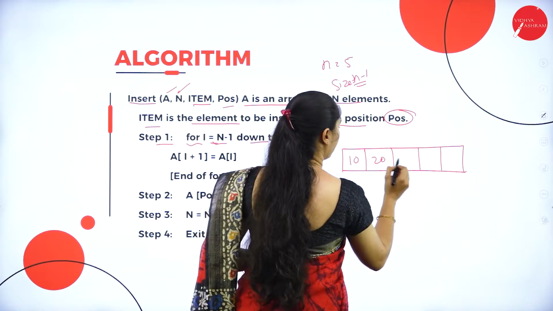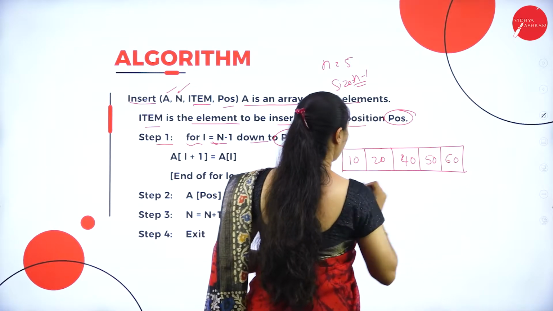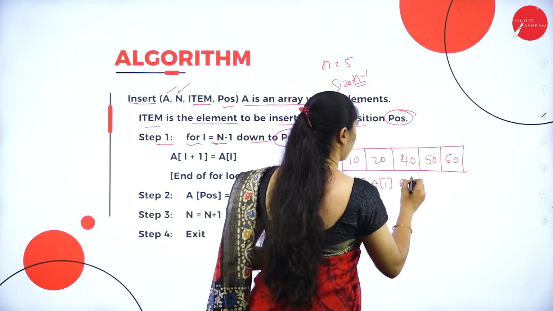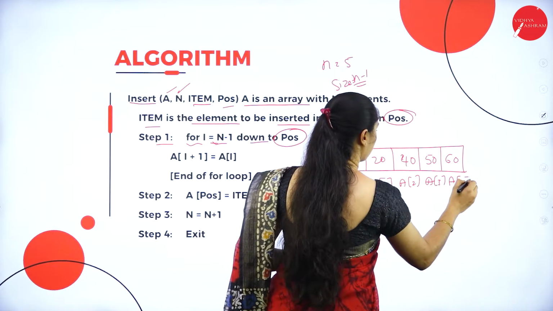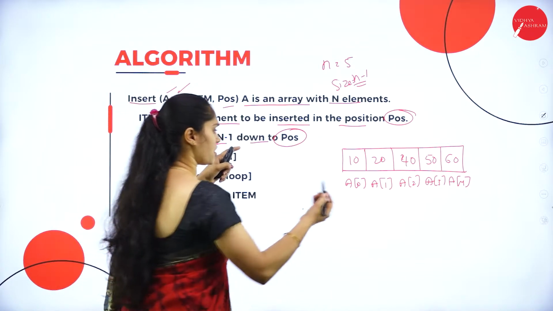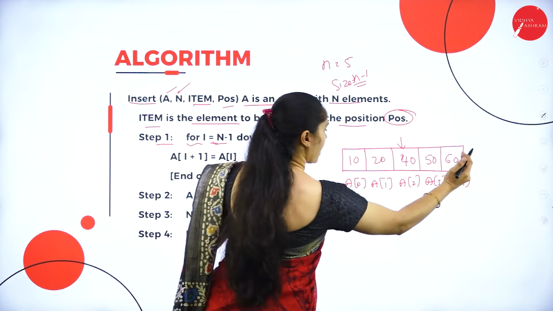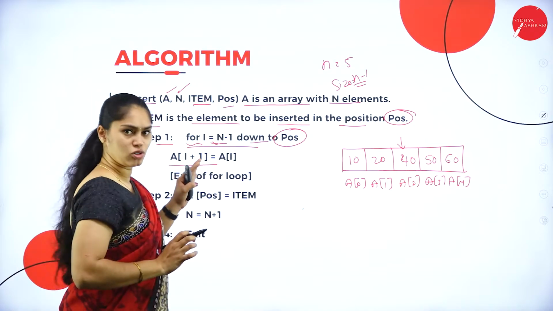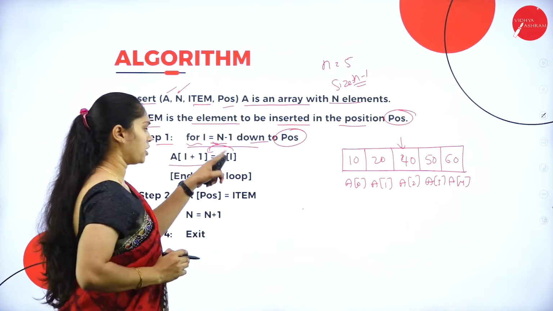10, 20, 40, 50, 60, A of 0, A of 1, A of 2, A of 3, A of 4, right? From i equal to n minus 1 down to position. So this position up to here we wanted to do, from the last element to this element. How will it happen? Already we know the assignment, right? Whatever we have in the RHS will be copied to the LHS.